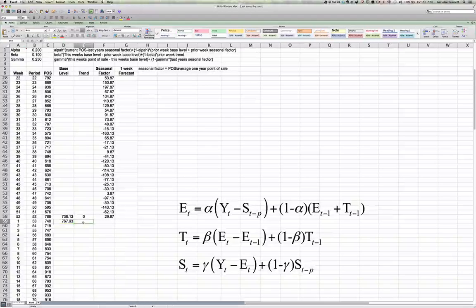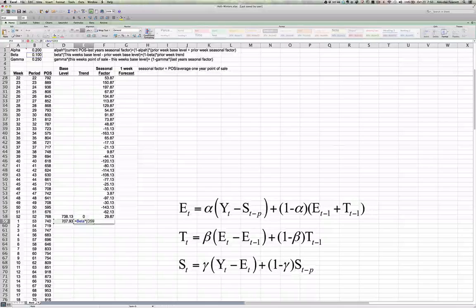Now I do a similar thing for the trend component. And for trends, our weighting factor is beta. Beta times, and again I'll find two different ways of estimating the trend. The first way would simply be to take the current period base level and subtract from it the prior period base level estimate. So the difference, or the increase or decrease in base levels, would be an indication of trends.